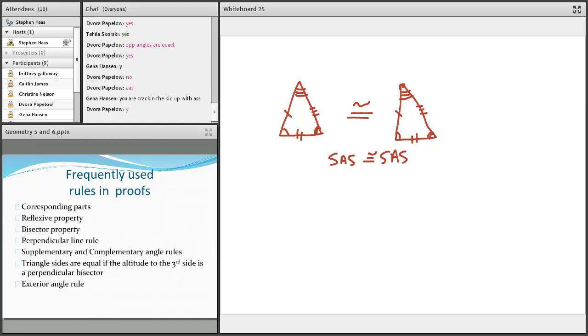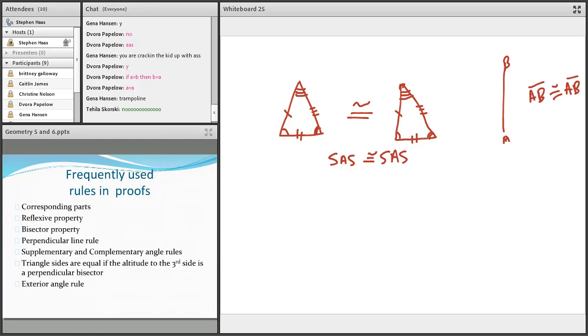Number 2 is one of the most obvious mathematical rules you were ever going to see in your life, and that is the reflexive property. Anybody know what the reflexive property means? This is going to blow your mind in terms of how intelligent and profound it is. Well, it's even simpler than that. Reflexive property is that something is equal to itself. Exactly. So if I have, for example, a line, and this is point A and this is point B, well then AB is equal to, or congruent to, AB.